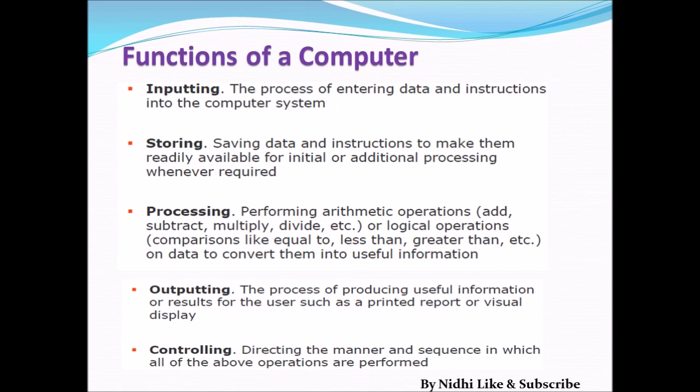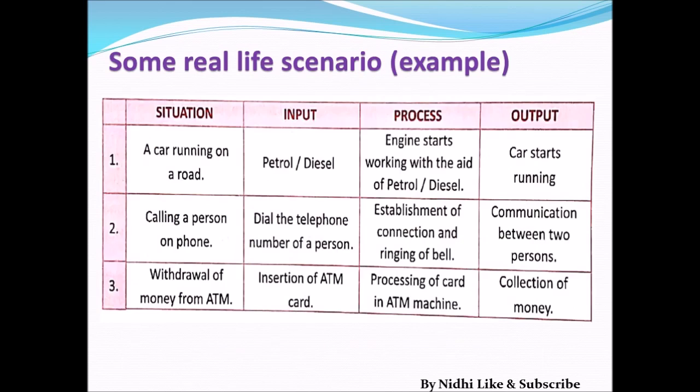Now I would like to tell you some real life scenario examples where we have a situation and we will find out the input, process and output of that particular situation. So our first situation is a car running on a road. Here the input can be petrol or diesel. Processing means the engine starts working with the help of petrol or diesel, and the output is that the car starts running. Clear?